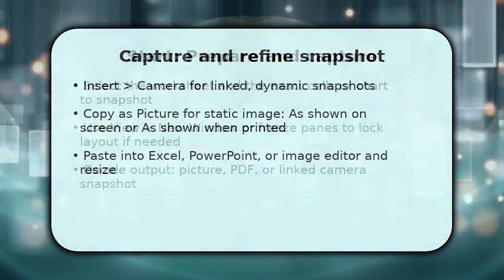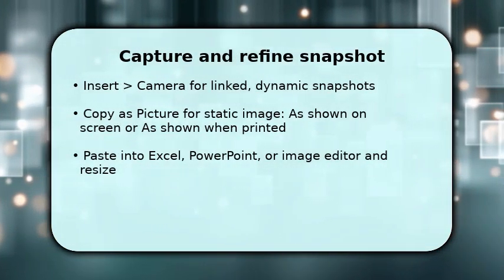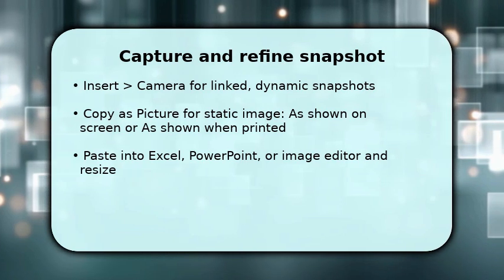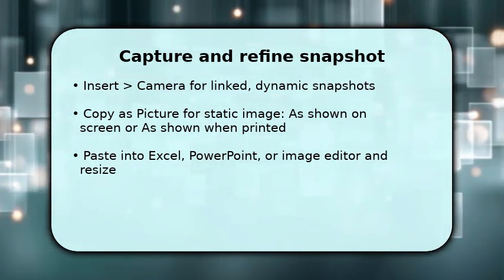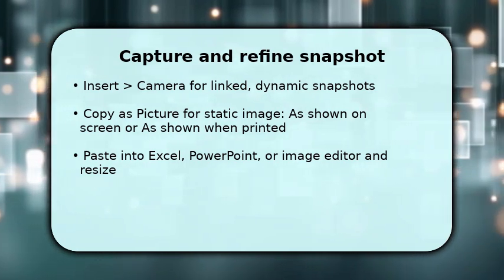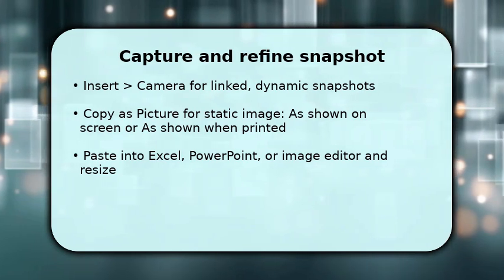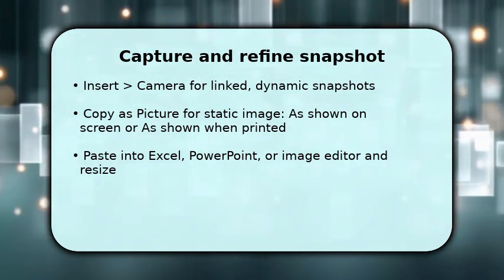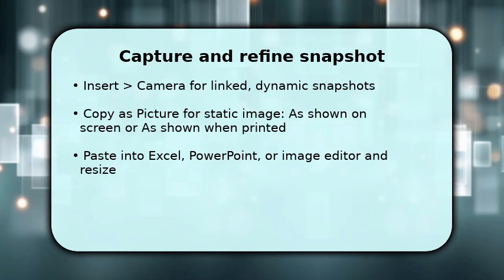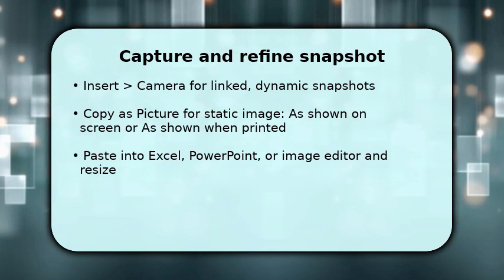You now create the snapshot itself. Use Insert Camera for a linked, dynamic image that updates with the source, or use Copy as Picture and choose the correct options for a static capture. Once pasted, make sure to correct scaling and aspect ratio. Resizing with the corner handles preserves proportions. If you need higher fidelity, paste into PowerPoint or an image editor, adjust resolution. Then reinsert the final graphic back into your workbook for presentation.